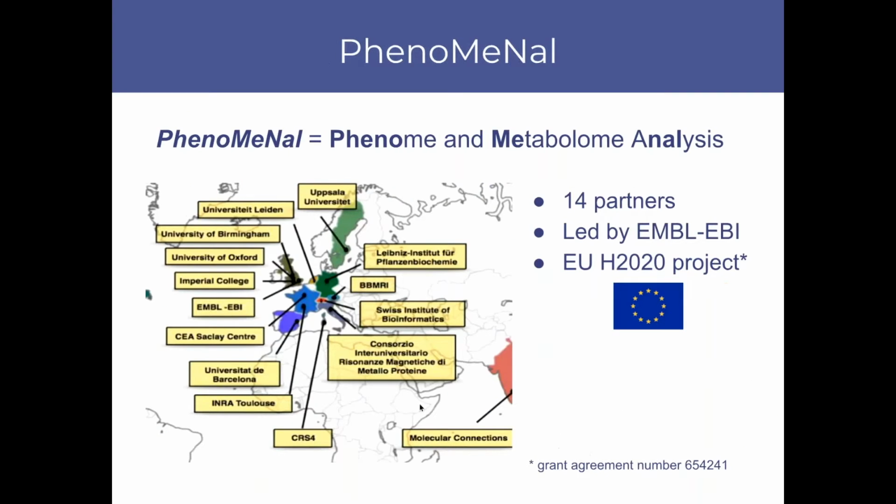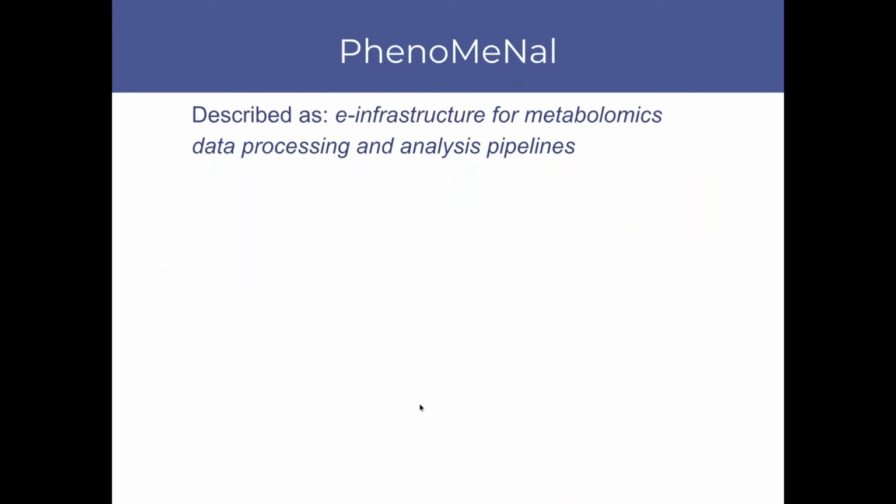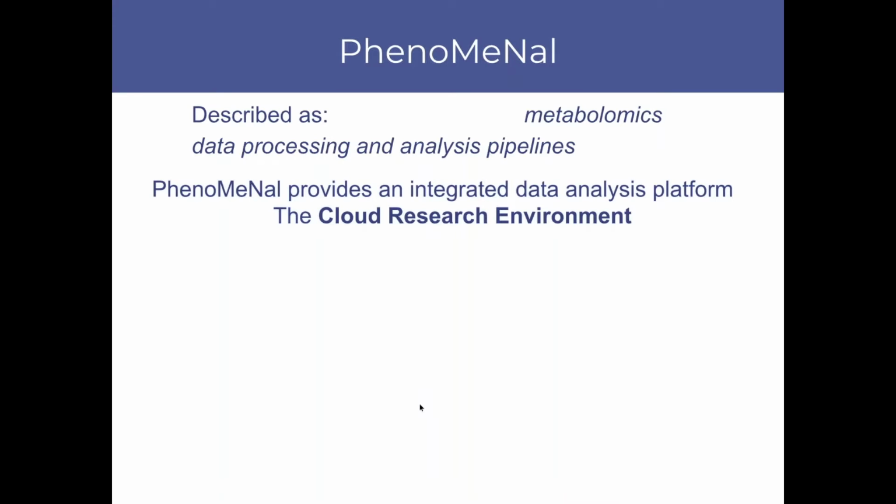PhenoMeNal, which stands for Phenome Metabolome Analysis, is a project developed by a consortium of 14 partners. It's led by EMBL-EBI, and it's financed by a Horizon 2020 project. We describe PhenoMeNal as an e-infrastructure for metabolomics data processing and analysis pipelines. Now, if we look a little bit closer at this description, we see metabolomics data processing and analysis pipelines. We say this because PhenoMeNal provides an integrated data analysis platform, the cloud research environment.